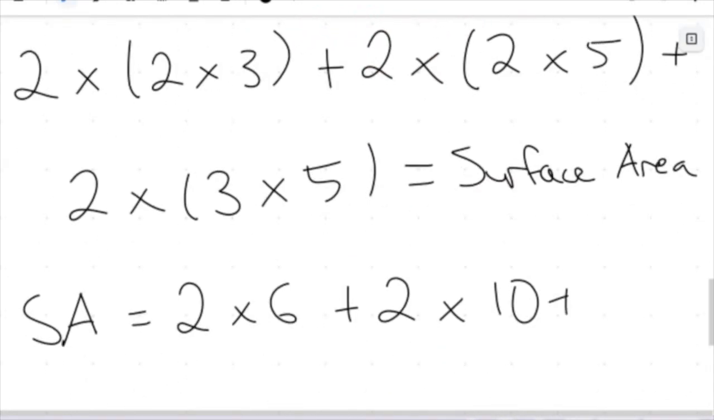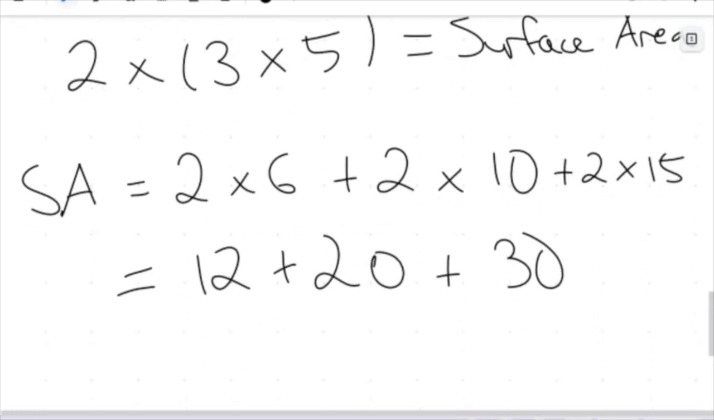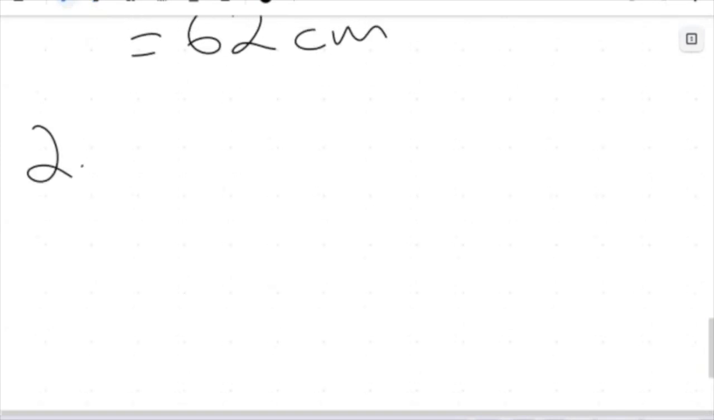And then I'm adding that to 2 by 15. And what do I wind up with? Well, let's just show all of the working here. I have my 12 plus 20 plus 30, and I get overall 62 centimeters squared. Because remember, we are finding an area here. So we are working with centimeters squared, to the power of 2. So that's our first prism. This should hopefully be roughly revision from what we've done previously.